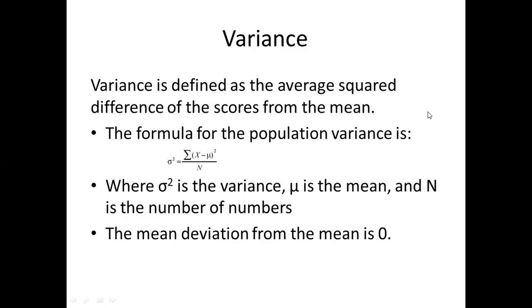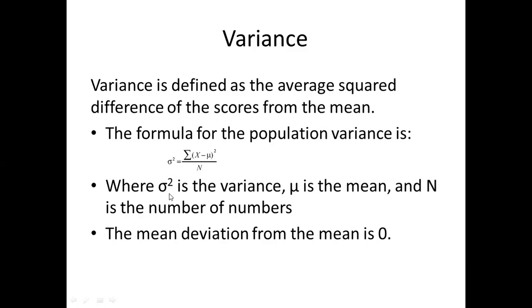This difference is calculated for each score by subtracting the mean from each score, and then the summation of these is used, and it is divided by n, or the number of frequencies, or the number of occurrences. Now this formula applies when we want to calculate the population variance, where we have the population's frequency and the entire population's mean.